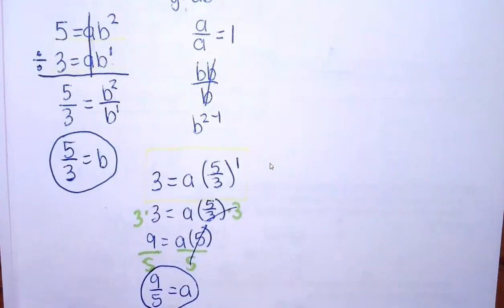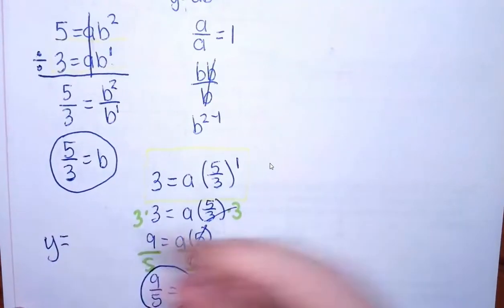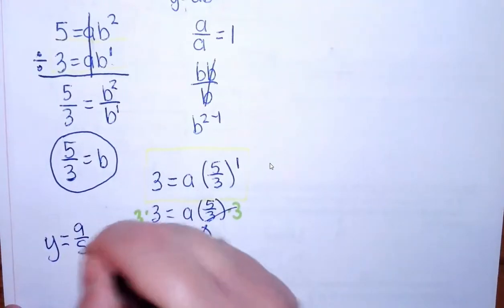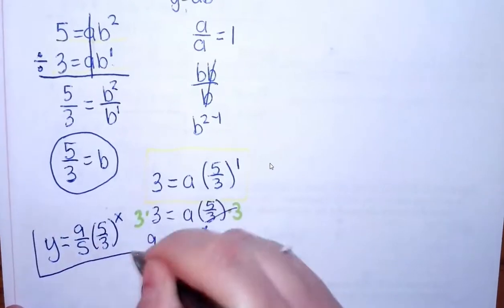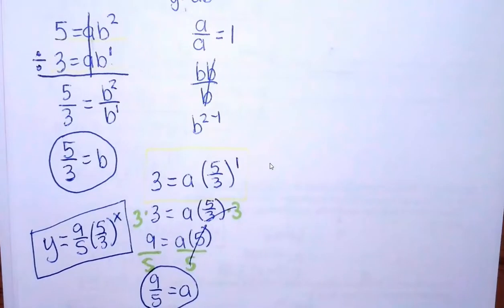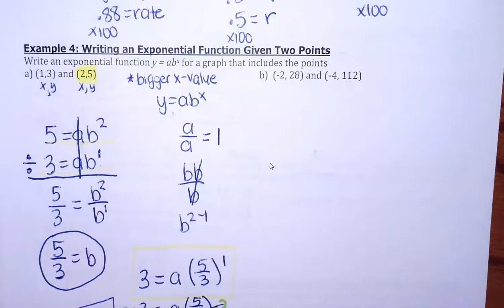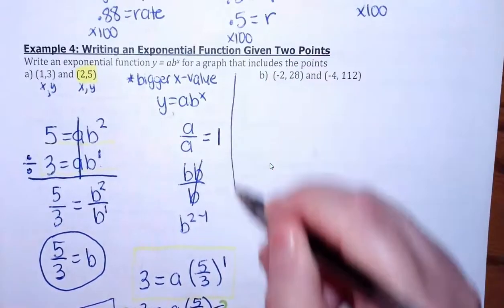So then my equation, y equals ab to the x, would look like this. 9/5 times 5/3 to the x. You got to take that step to go back and write the actual model. So you're going to find a and b, and then you're going to actually put them together in an equation. All right, and I'm going to do one more, and then this guy is going to have some negative exponents.